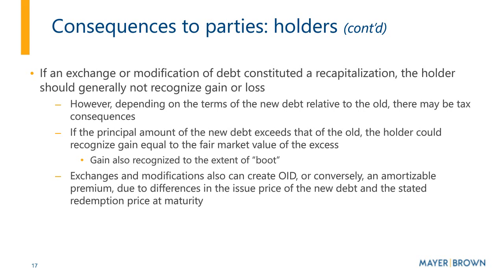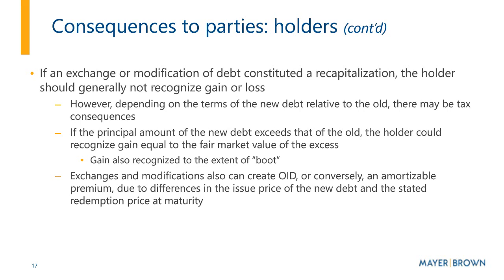And in addition, the OID concerns that Rimmel just went over are present even where there is a recapitalization. So if the holder has a higher basis than the issue price of a new note, there could be amortizable bond premium. And then, as Rimmel went over, if the issue price is lower than the principal amount, then there could be OID.